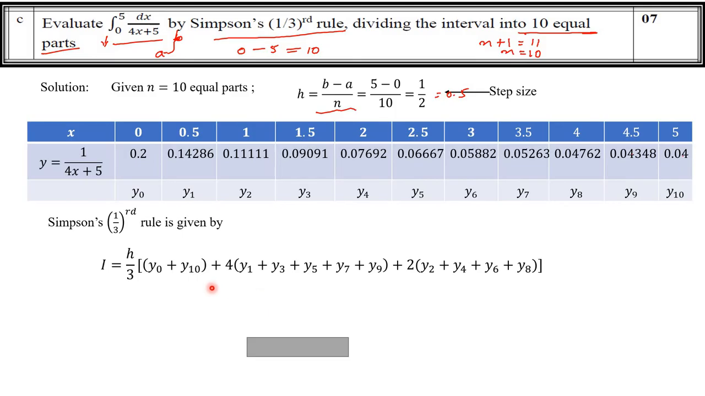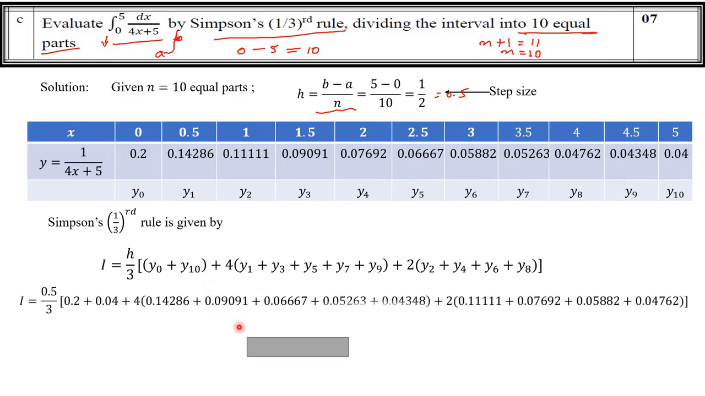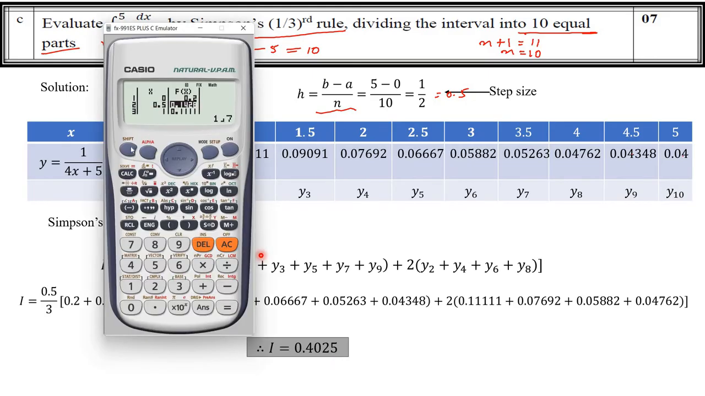So now just go with the substitution. I have substituted all the values y0 to y10 and I will simplify. I will get the solution as I equal to 0.4025. Here I can give another way of solving this by using your calculator. You can just verify. So now I will clear all the memory.